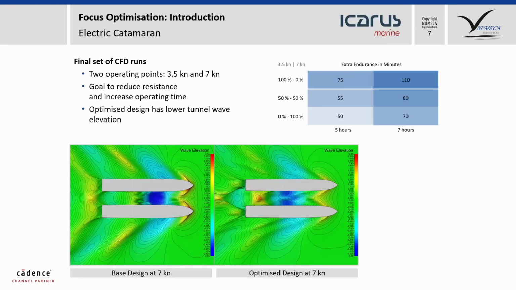Here we have a completely different case, the shape optimization of an electric catamaran with 2 operating points, and the goal was to reduce the resistance. You can see the improvement here compared to the base design, that we have a smaller wave elevation, and as it is an electric ship we have a battery on board. One battery is supposed to run for 5 hours, the second one for 7 hours, and if we run with high speed at 7 knots we get 50 minutes more travel time, or if we reduce the speed and have the bigger battery we can even get more than 110 minutes of extra endurance.